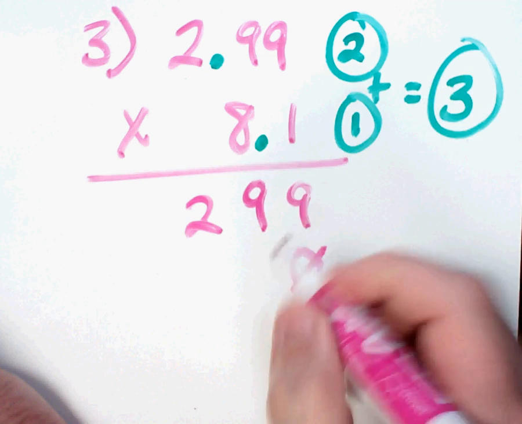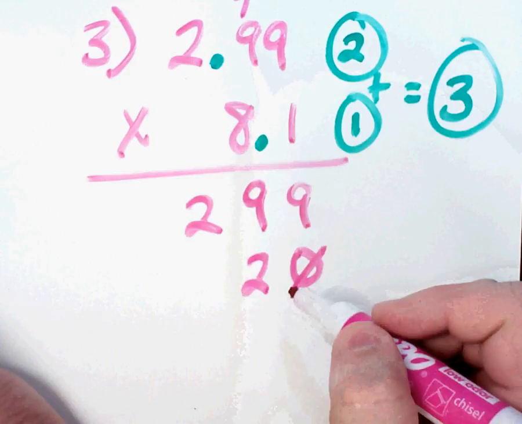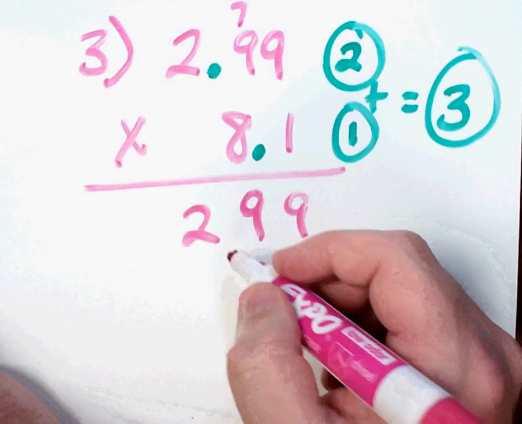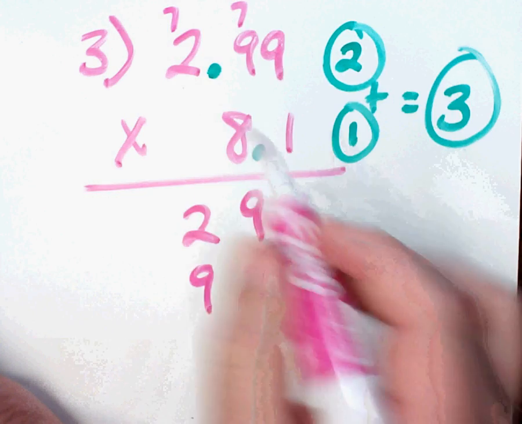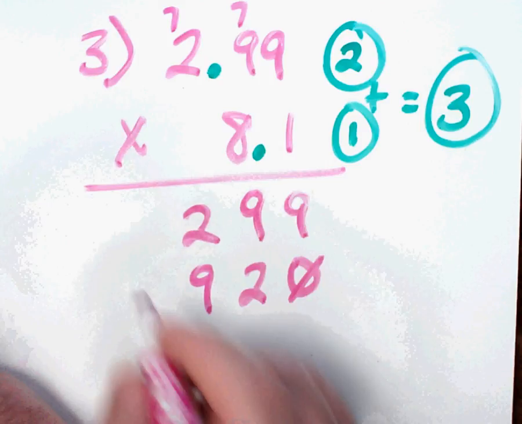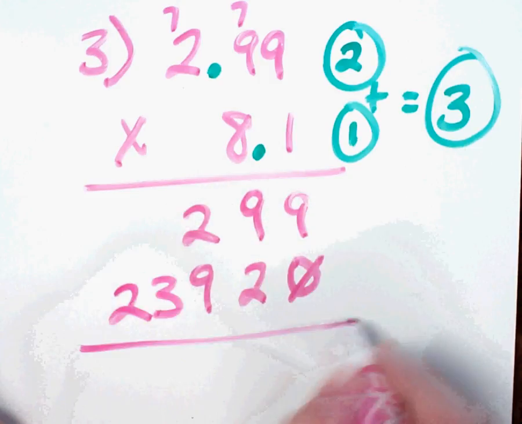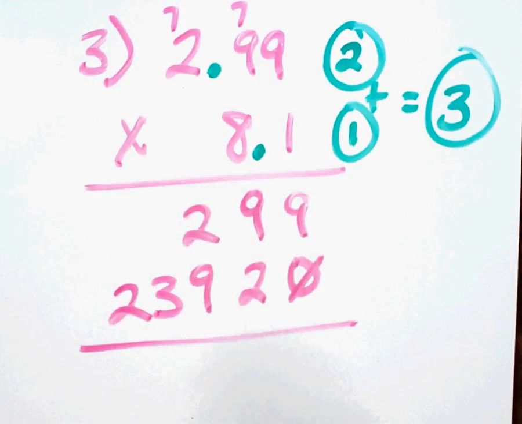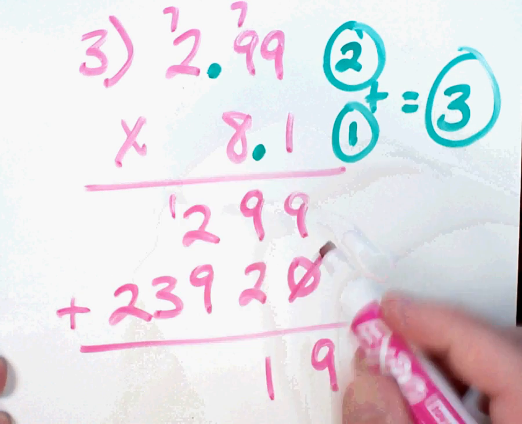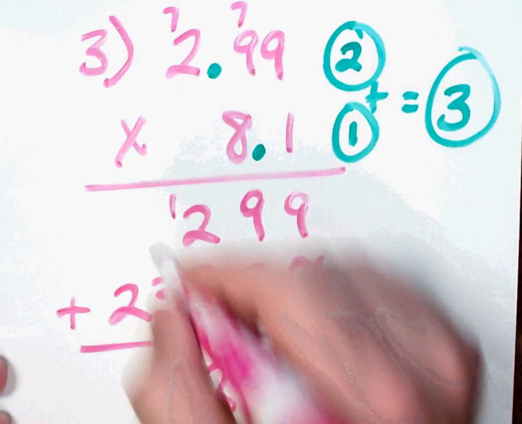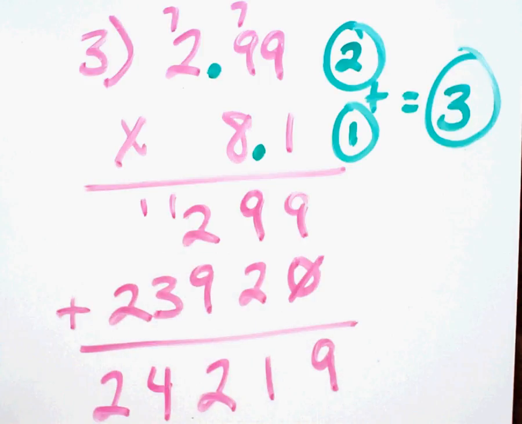Put down my placeholder. 8 times 9 is 72. Carry the 7. 8 times 9 is 72 again, plus 7 is 79. Sorry, I had to think about that for a second. Carry my 7. 8 times 2 is 16, plus 7 is 23. My brain did it again where it jumped ahead. Alright, now I'm going to do my addition. 9 plus 0 is 9. 9 plus 2 is 11. Carry the 1. 1 plus 2 plus 9 is 12. Carry my 1. 1 plus 3 is 4. And 2 plus nothing is 2.